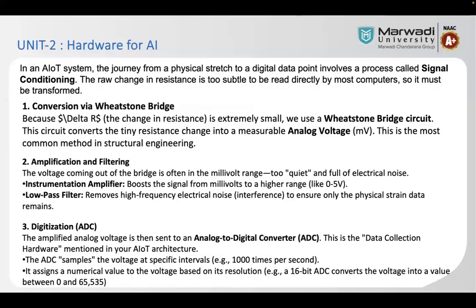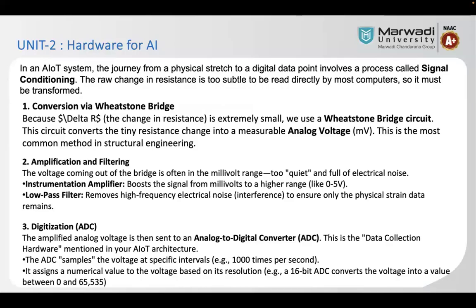We need to amplify the values, as the voltage coming out of the bridge is often in the range of millivolts, too quiet, and full of electrical noise. So the instrumentation amplifier boosts these signals from millivolts to a higher range, like volts, in the range of 0 to 5 volts. Then the low pass filter removes high frequency electrical noises to ensure only the physical strain data remains in the records.